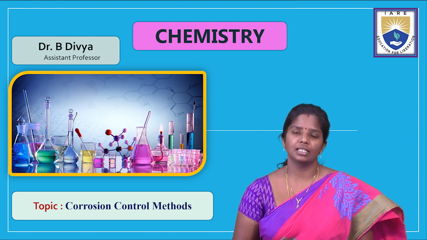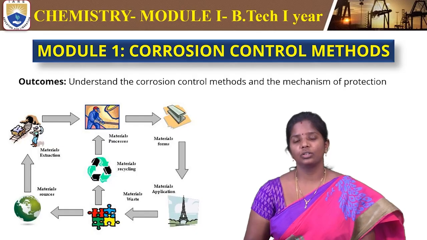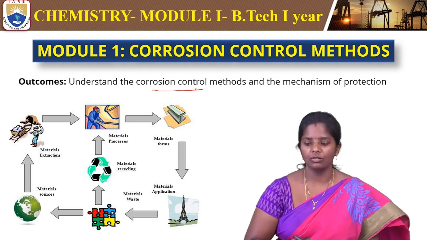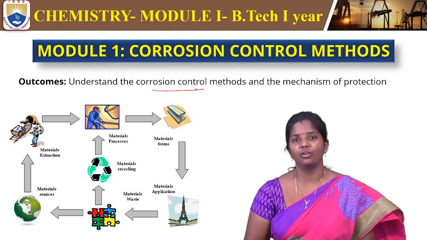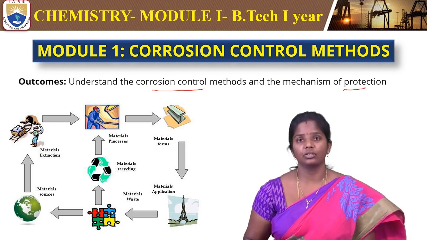Today we will discuss the methods that are used for controlling corrosion. So the outcome of this session would be understanding the corrosion control methods and the mechanism of their reaction in protection. So let us go into the topics.